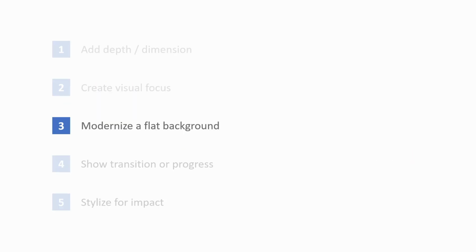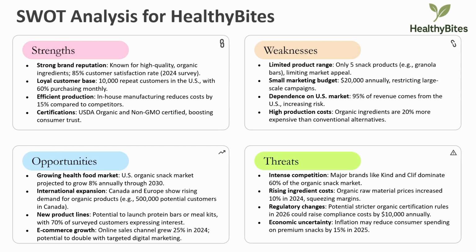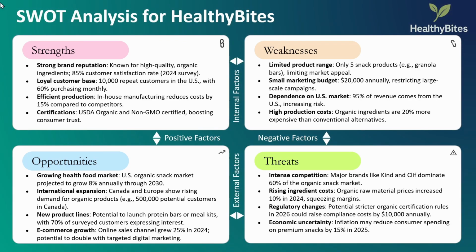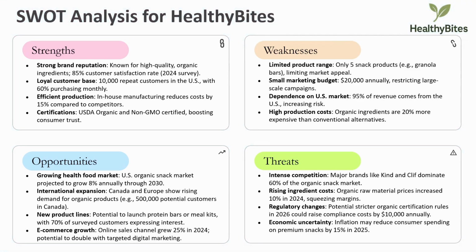Number three, gradients are commonly used to modernize a flat background. Here we have a SWOT analysis for a fictitious company called Healthy Bites. We can improve this slide by adding a gradient background using teal color. So here you will notice we have a lighter teal, and on this side we have this shade of a blue color or blue-green. So this is before, this is after.